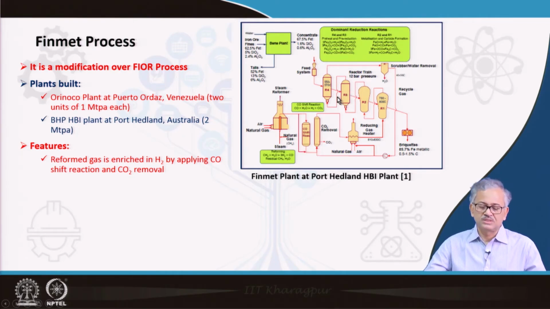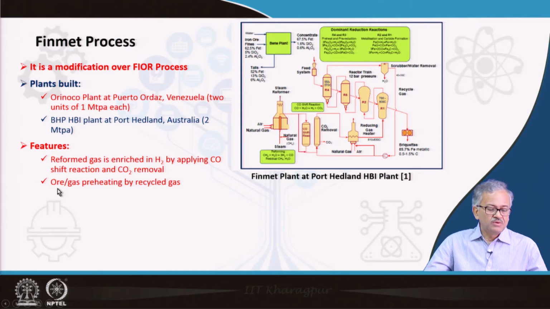Okay, and R3 and R4 are basically where higher order oxides get reduced, like Fe2O3 to Fe3O4 and Fe3O4 to FeO. So this reaction takes place by both CO as well as CO2 as the reducing gas. So roughly, this is the process.